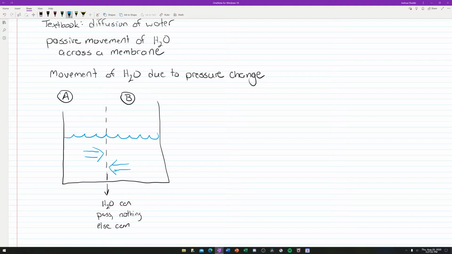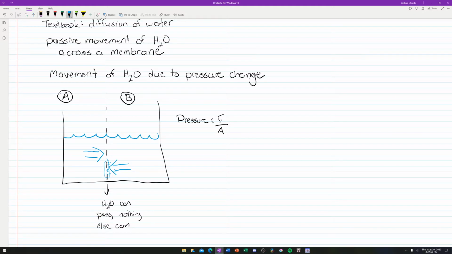Now, what is pressure? Pressure equals a force over an area. Okay, so that's what pressure is. So what you have to imagine here is the individual water molecules are striking the membrane over an area, over this little area right here, and that's causing a pressure in that amount of area.